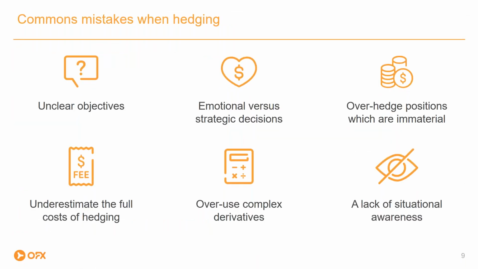Some other common mistakes we come across when hedging are unclear risk management objectives. The emotional versus the strategic decisions, when clients simply want this rate or want this margin. It's not uncommon for people to overhedge their positions, i.e. don't fix more than you need. There's no point fixing a $200,000 payment if your invoice is only $100,000 or $50,000.